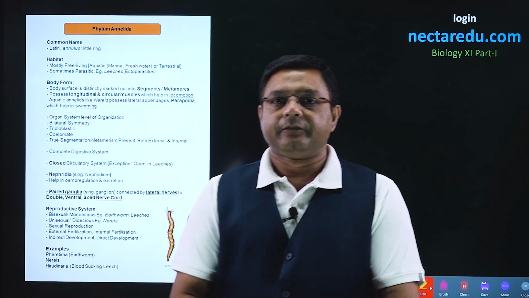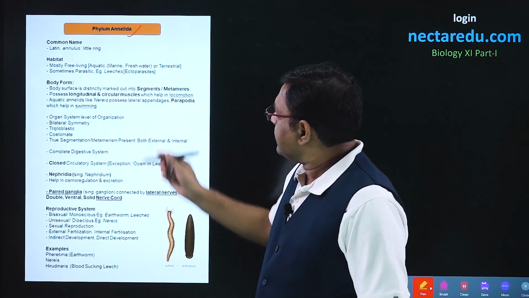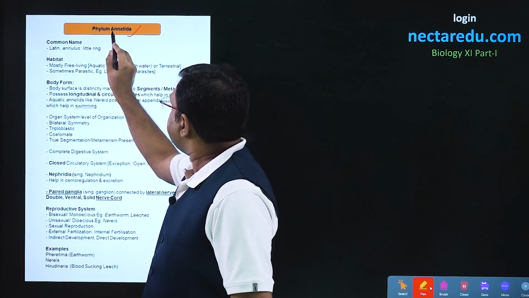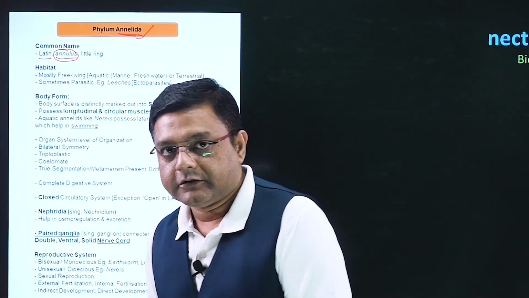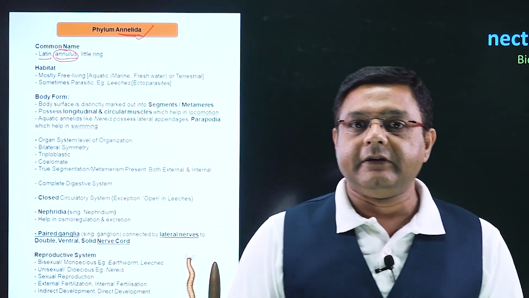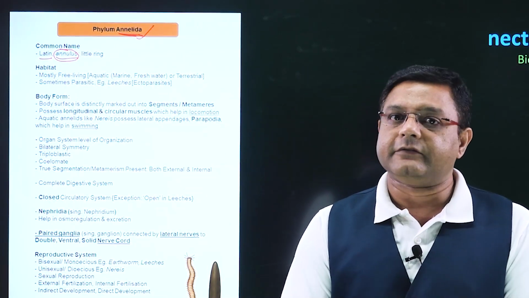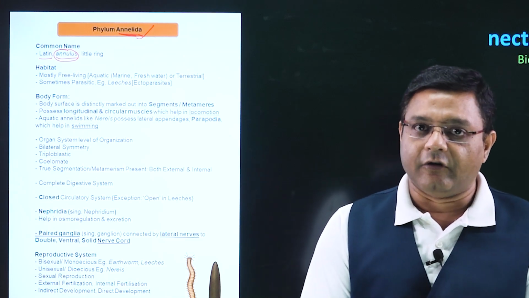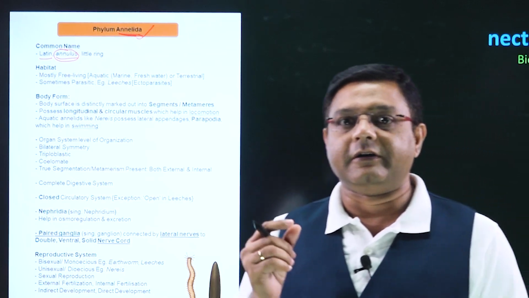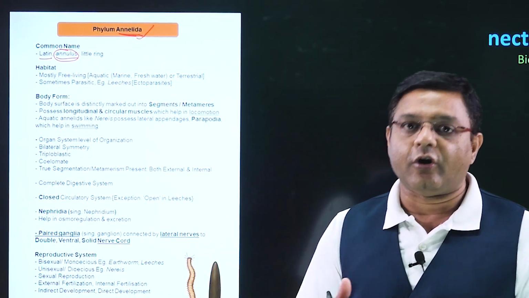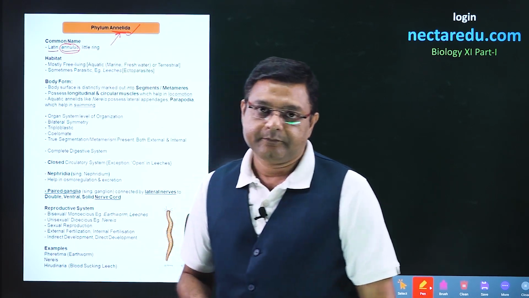In this particular video, we will look into the details of phylum Annelida. Now, coming to the name Annelida, it comes from the Latin word annulus. The word annulus means little ring, and if we talk of a very common example of phylum Annelida, that is earthworm, then we can see that the body is divided into small rings, small segments or metameres, and that is how the name Annelida comes.